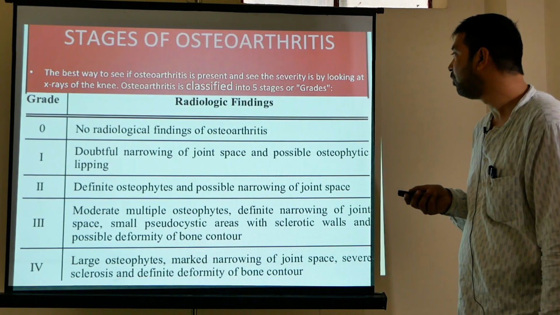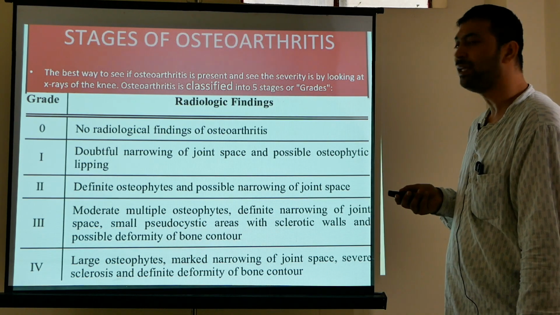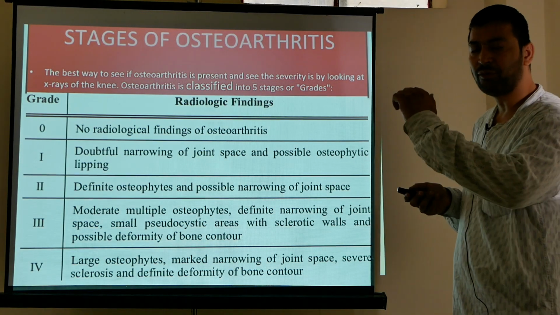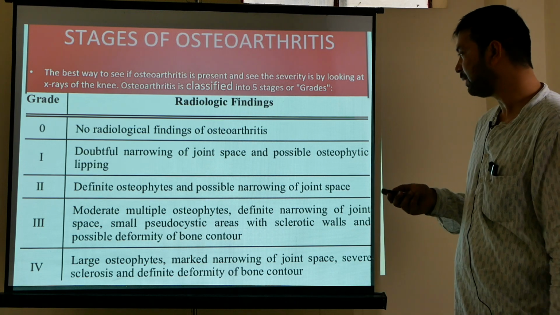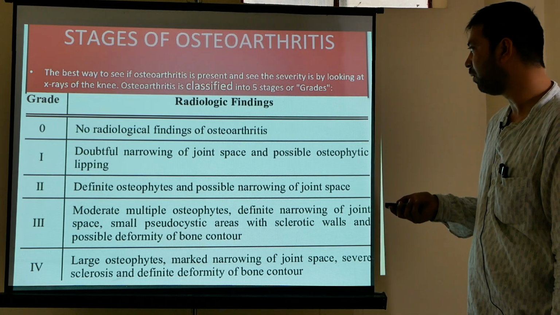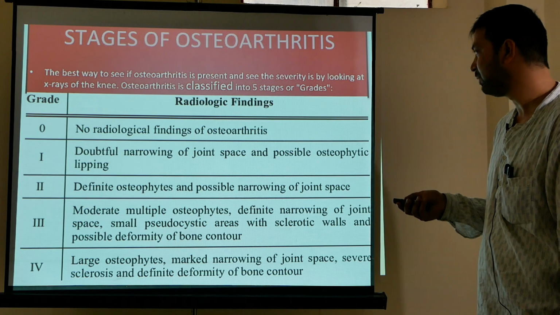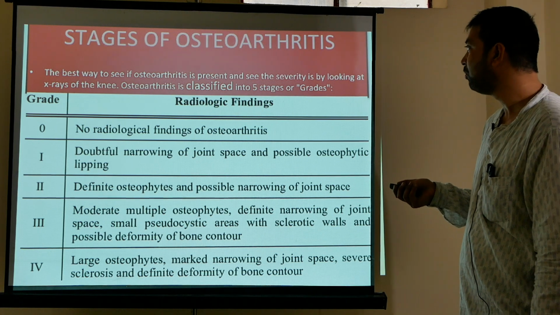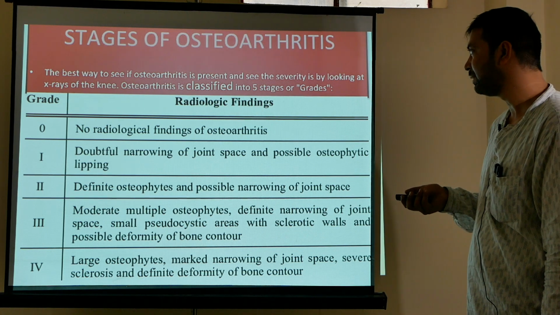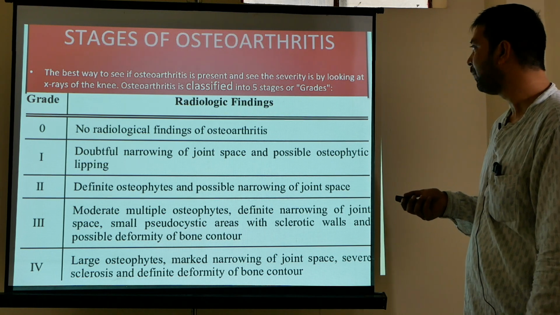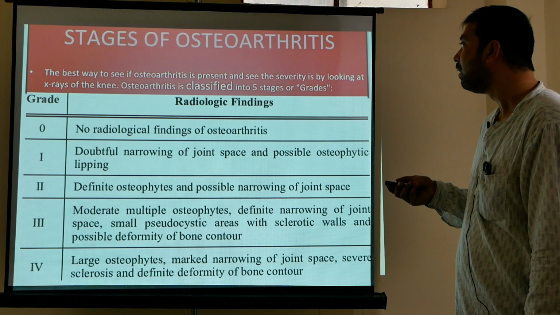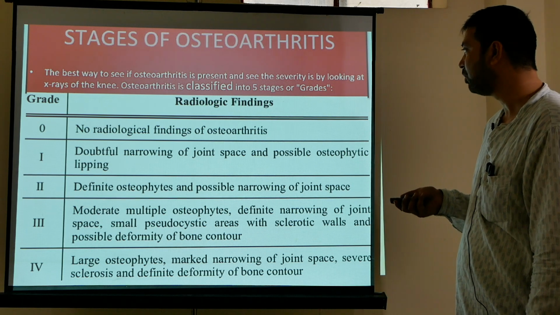So, stages of osteoarthritis: we can clinically identify which stage is present in the osteoarthritic patient. This is divided into four stages. Grade 0: no radiological finding of osteoarthritis. Grade 1: doubtful narrowing of the joint space and possible osteophytic lipping. Grade 2: definite osteophyte and possible narrowing of the joint space.